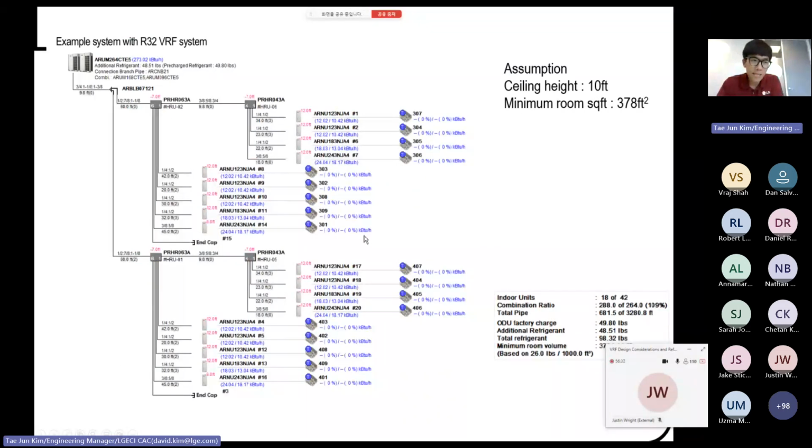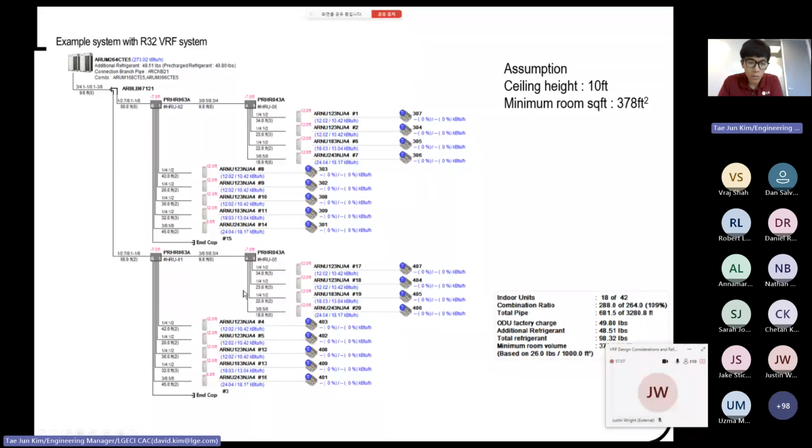And this is just an example that I've done using the R32 VRF system. I've used the LG VRF system because I have much more in-depth knowledge on this system, so just note that this example is based on the LG system. Basically, the example that I've used is a system with the R410A. So the system that you see out here is the system that was designed with the R410A.